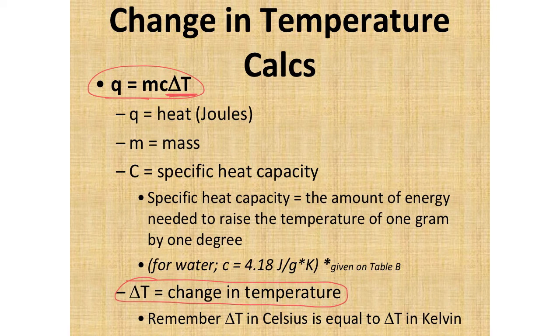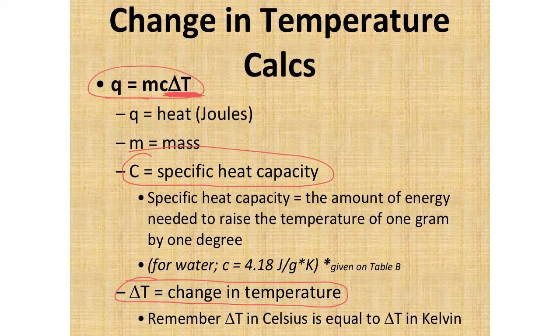So the problem would say something like we had 75 grams of water at 50 degrees Celsius. It was heated up to 75 degrees Celsius. So we'll be using this when we have a change in temperature. Just like with our other two formulas, Q is heat, and that is measured in joules. m is mass, that is in grams. And c is the specific heat capacity.